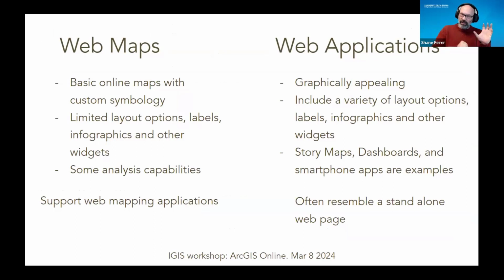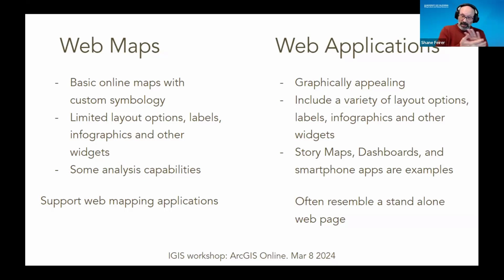I like to think of web maps as almost like a Word document. It's where you compose your map, you change the styling, you make it look exactly how you want. And then the web app is almost like a PDF. You limit what people can do. You can't edit it, but you can give them different functionality, and you can really tailor that and make it look really nice. But to get more specific, web maps are basic online web maps with custom symbology.